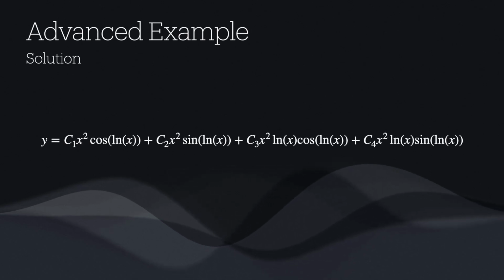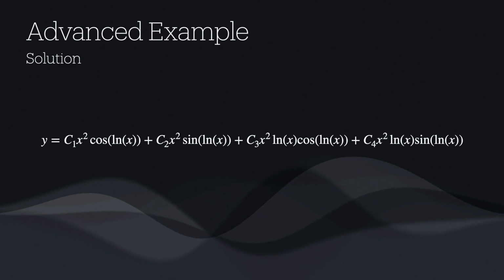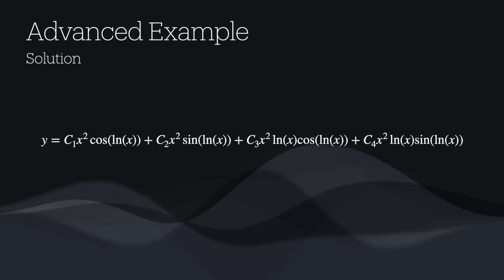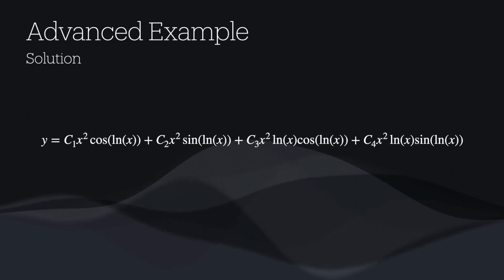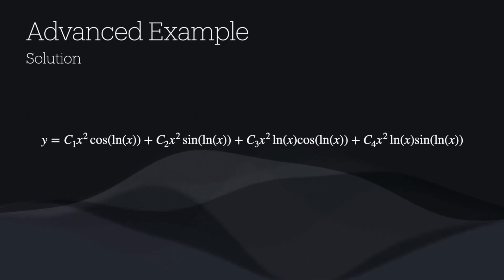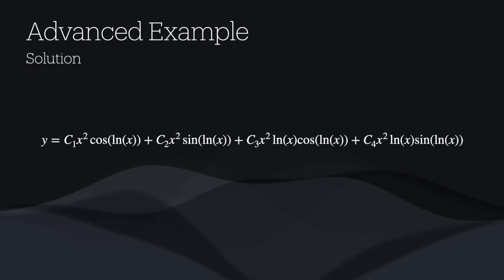Therefore, x squared cosine ln x, x squared sine ln x, x squared ln x cosine ln x, and x squared ln x sine ln x are all candidate solutions to this Cauchy Euler equation. And since Cauchy Euler equations are linear, the linear combination of the solutions will form the general solution. Therefore, c1 x squared cosine ln x plus c2 x squared sine ln x plus c3 x squared ln x cosine ln x and c4 x squared ln x sine ln x is the general solution.